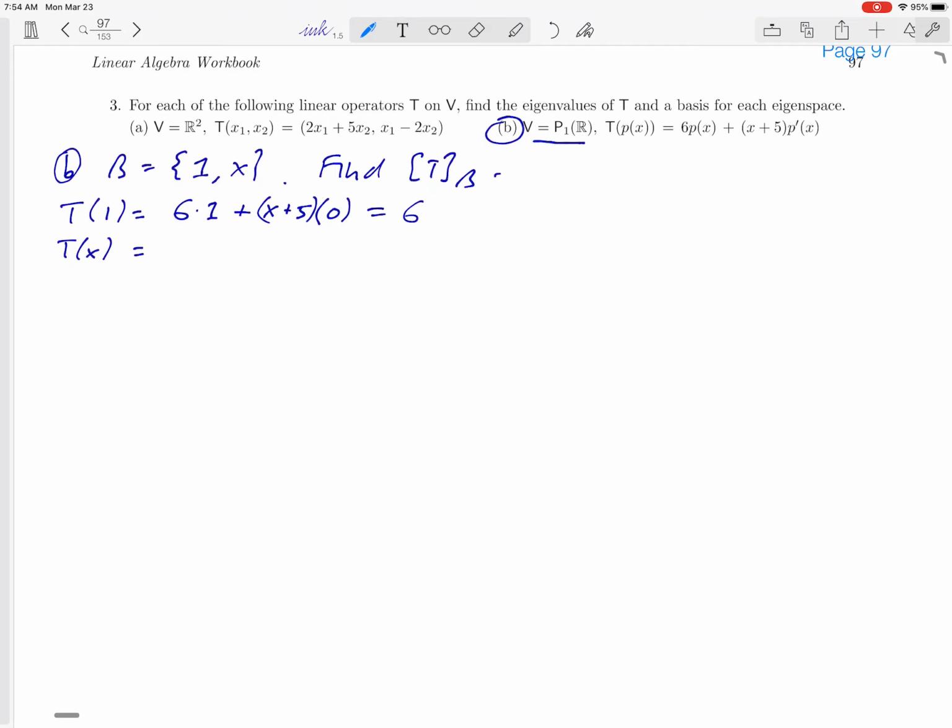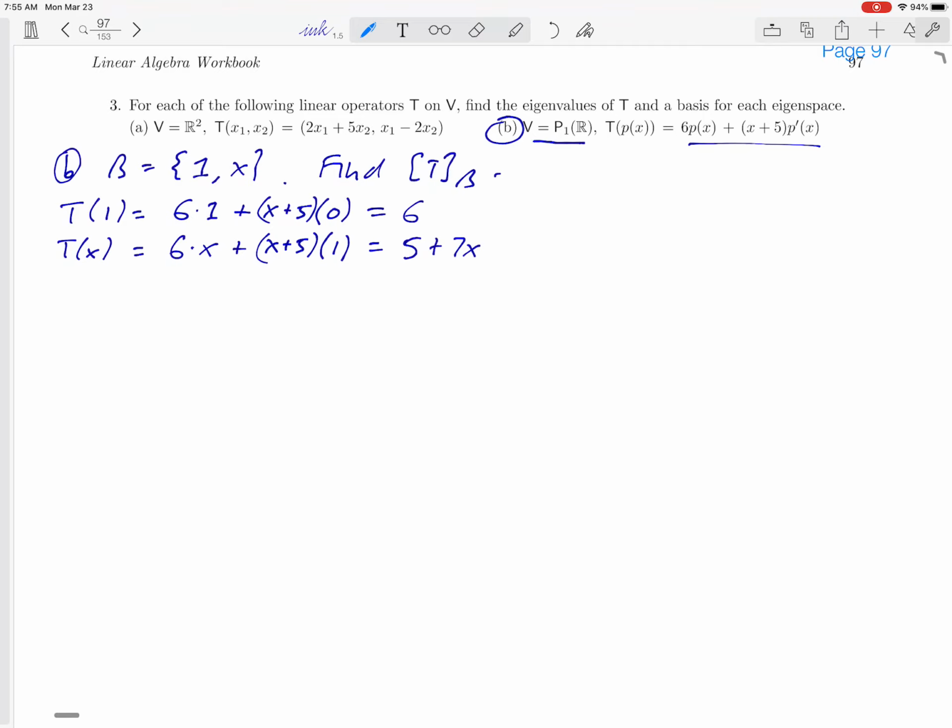All right, and then T of x, same idea. This time we're going back to the formula up here again, and this time we're plugging in x. So 6x plus x plus 5 times the derivative of p, but the derivative of x is 1. So if we do the calculation this time, we're going to get 6x plus x plus 5. Can you do that arithmetic in your head? That's going to come down to just 5 plus 7x.